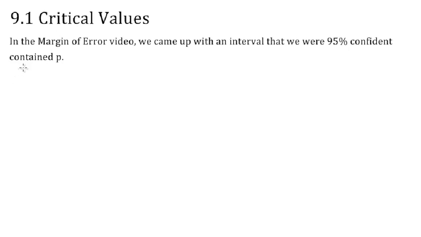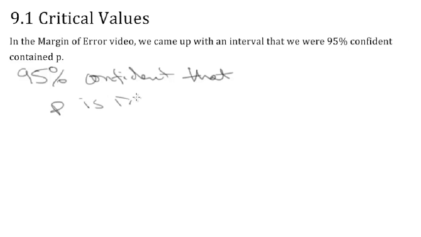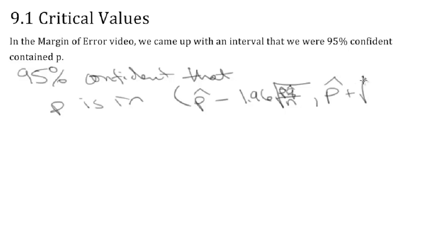So we are 95% confident that p is in here somewhere. p is in this interval: p hat minus 1.96 square root of p hat q hat divided by n, on up to p hat plus, oops, I forgot the 1.96, 1.96 square root of p hat q hat divided by n.